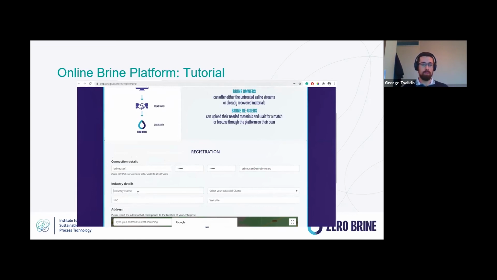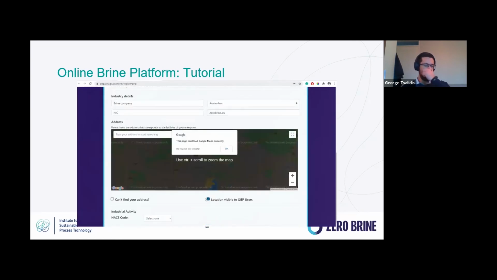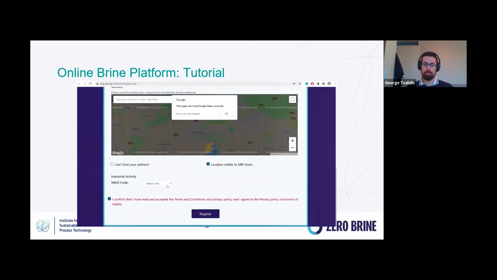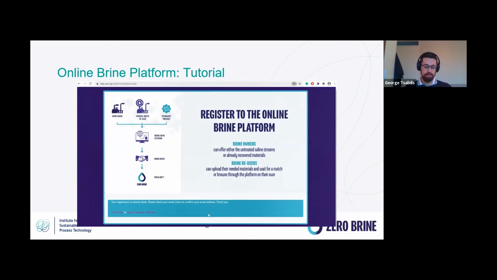You can add your company or industry name, and for companies based in the Netherlands, you can designate a specific industrial cluster. You also have the option to add an NIC code, or National Classification Code, and your company's website. You can add your company's address, with the option to make your company's location visible to other users. This can be helpful for forming symbiotic relationships with other industries close by. Lastly, you can add an NACE code. Once you agree to the terms, your registration will be complete. You will receive a confirmation email with an activation link in order to log into the platform.